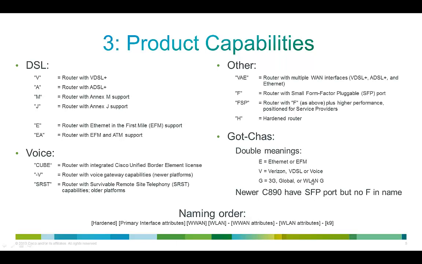Or in the old units of wireless, we had the G notifying that it's using the wireless standard for the G frequency band. Another gotcha, the new C890s all have an SFP port, but we omitted the F because it's pretty much standard now. Here just a quick explanation of how our naming order works. So these are the attributes and the list in the order they are used in the name.